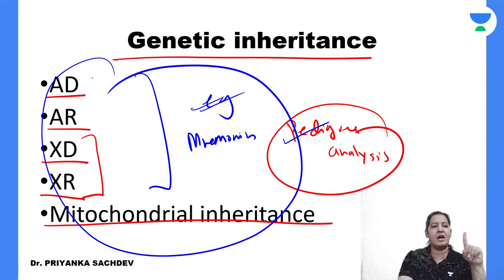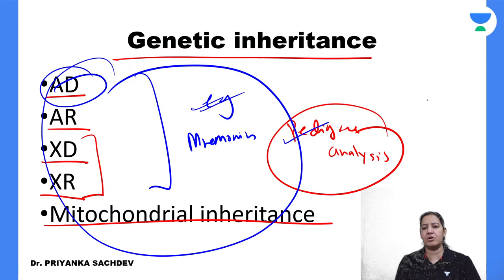Let me start. Manoj Singh. I will complete the entire pathology in 6 hours, almost 6 to 7 hours. The entire pathology will be completed in a compact manner, right? Stay connected. So first is autosomal dominant.